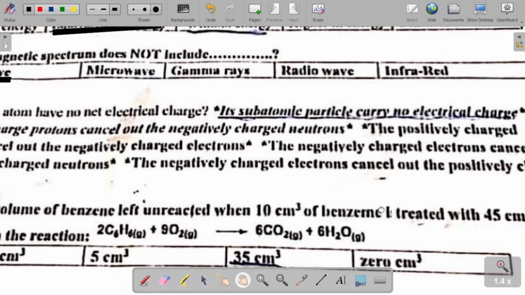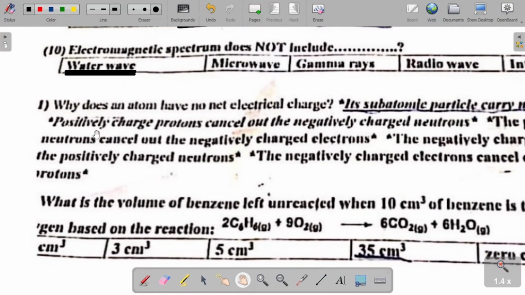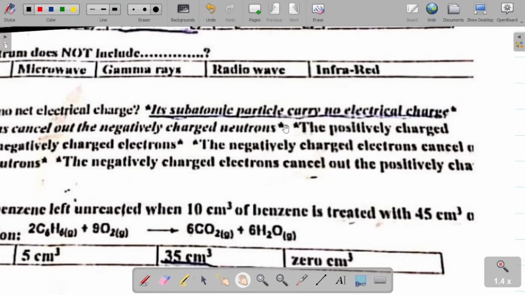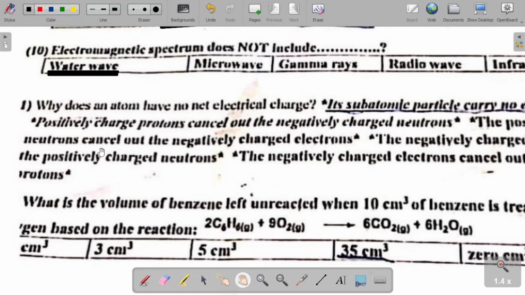So let's see which option matches this. Looking at this here, the first one says positively charged protons cancel out the negatively charged neutrons. Neutrons are not negatively charged, so you have to be careful with this. Next thing there says each subatomic particle carries no electrical charge. No, they carry charge, just that the charges are equal. Both electrons and protons are equal in number. Next one says the positively charged neutrons cancel. No, neutrons are not positively charged. They are neutral, so that cannot be the answer.